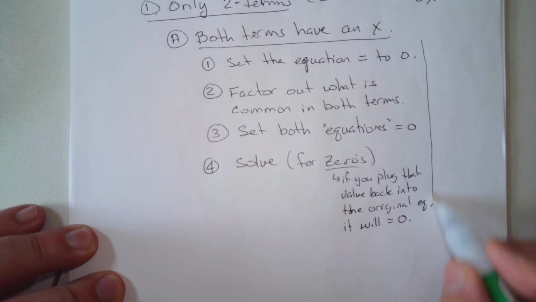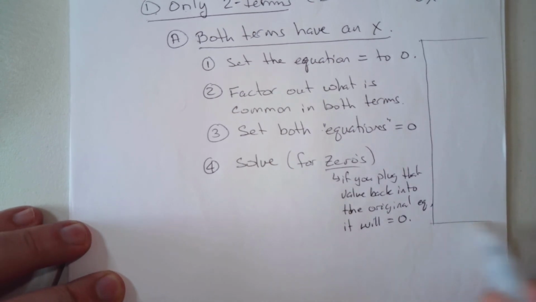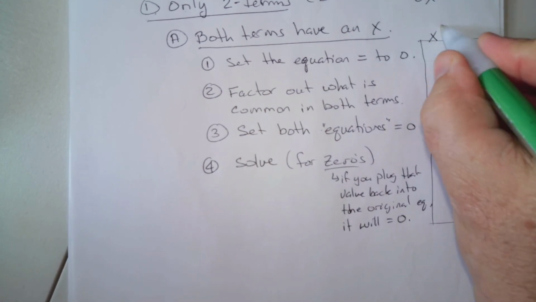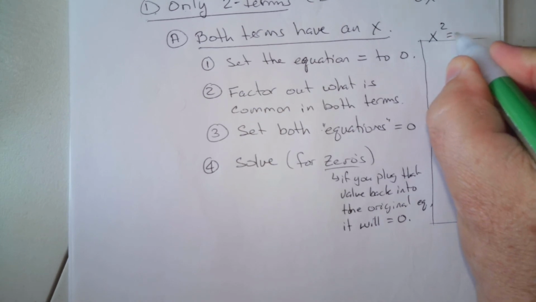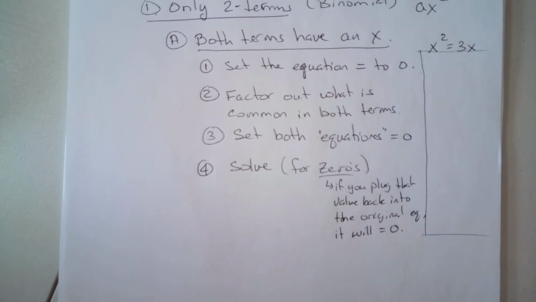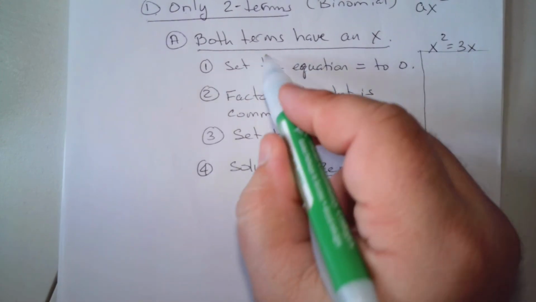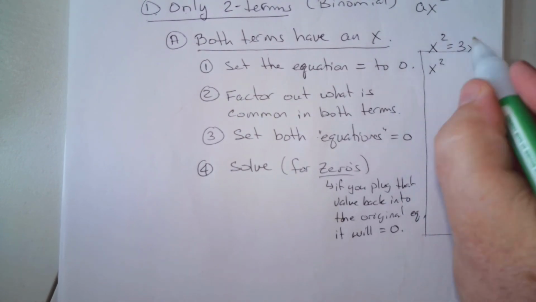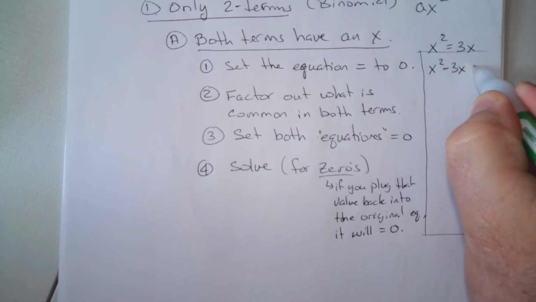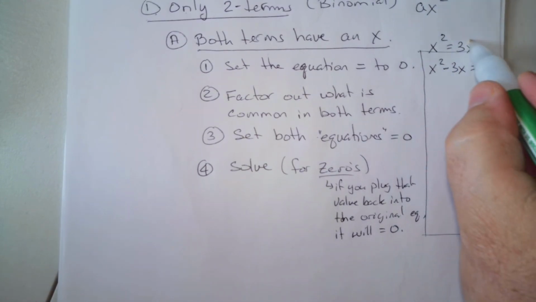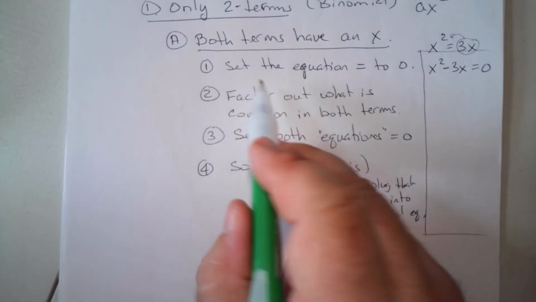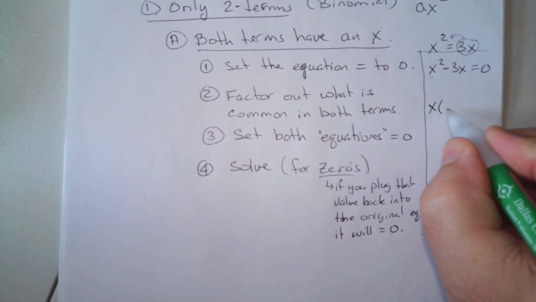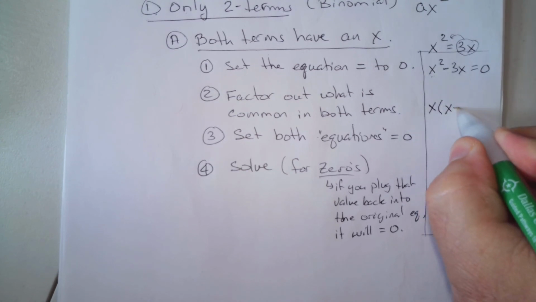Okay, so let's look at that. I try to keep this little side open for the example. Let's say I have x squared equals 3x. Only two terms, they both have x's. So this one satisfies. First step, set it equal to 0. So I have to subtract 3x from both sides. So I physically take this one and move it over. That's the first step, set it equal to 0. What do they both have in common? They both have an x in common. So I take an x out of both of them, I'm left with x minus 3.